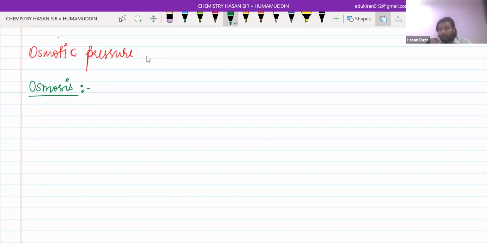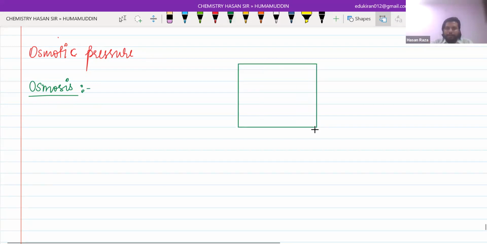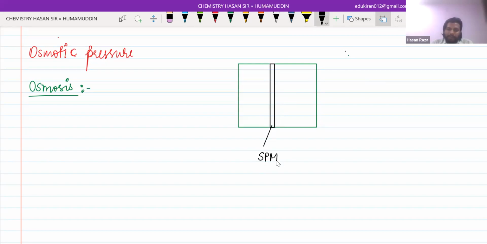Basically, it is the movement of solvent particles. Always remember that the solvent is smaller than the solute in size. Okay, so I'm going to explain this. As you can see, there is a container in which there is a boundary in between, and this boundary is your semi-permeable membrane, SPM. We call it a semi-permeable membrane.